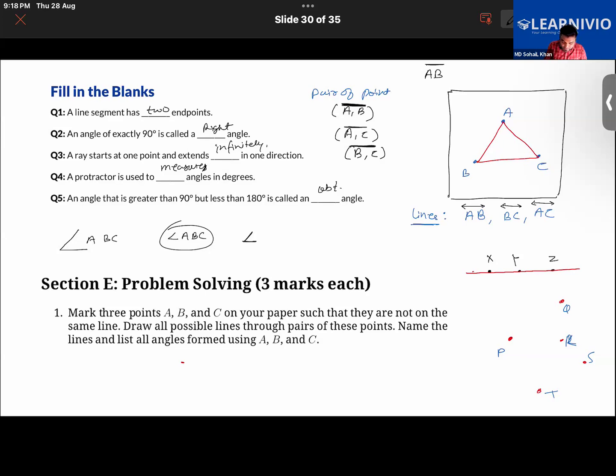Okay. Yes, sir. Further, what are the angles here? Angles ABC, BC, and AC. Exactly. So angle ABC, angle BCA, and the third one is angle CAB. So these were the different angles.